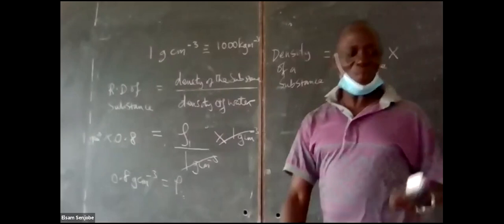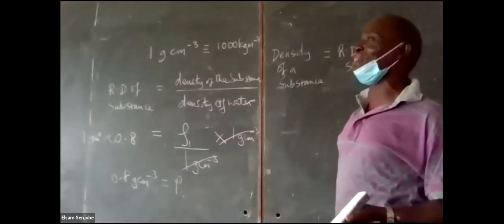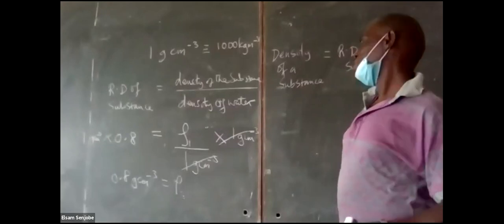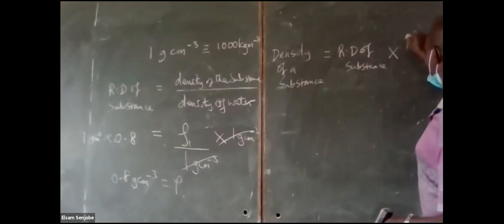The density of water is 1 gram per cubic centimeter. So I feel like the relative density is still going to be the density of the substance, right? Okay. You are correct in your own way, but when you get the density of a substance, you must put there the unit. Relative density has no units.